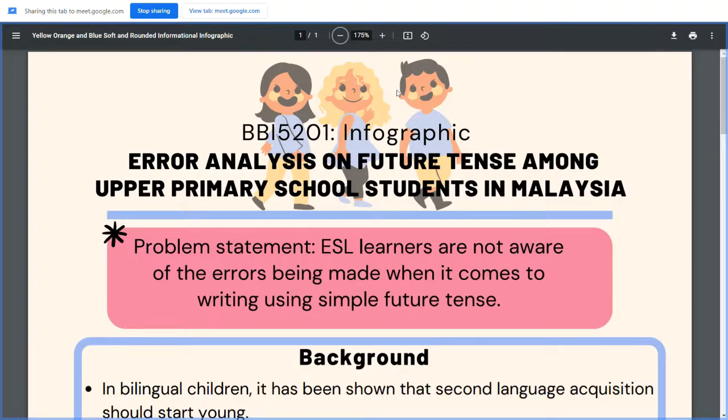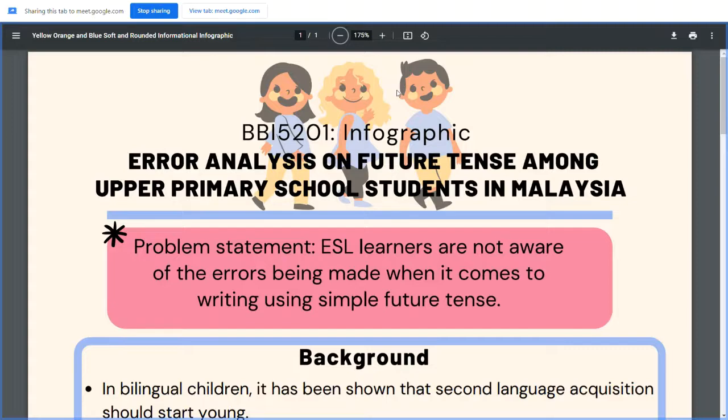So the problem statement for our study is that ESL learners are not aware of the errors being made when it comes to writing using simple future tense. According to Fitria, because these ESL learners are not aware of the errors being made, they are unable to fix the mistakes and they are not able to fully grasp the grammatical rules there is to simple future tense. So in order to overcome this problem, teachers or educators need to be provided with examples of errors that are commonly made by ESL learners.